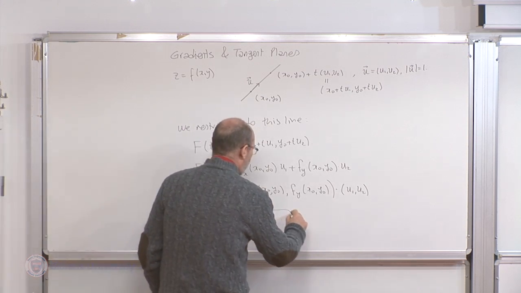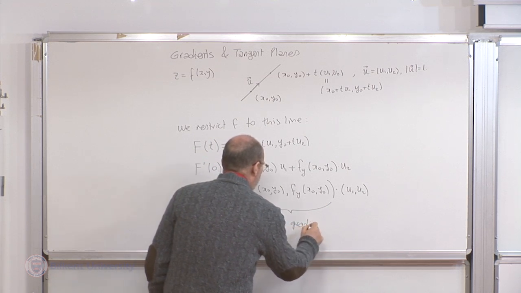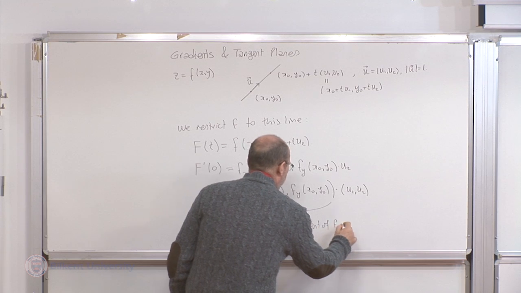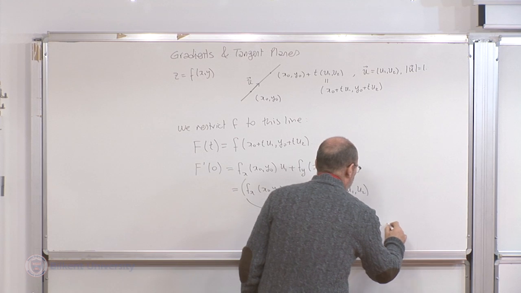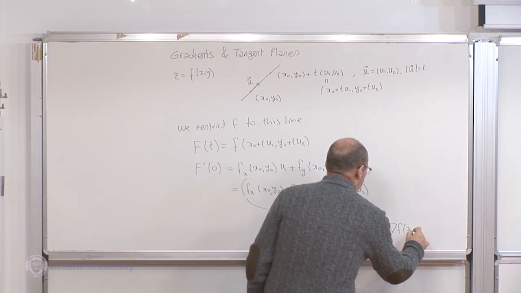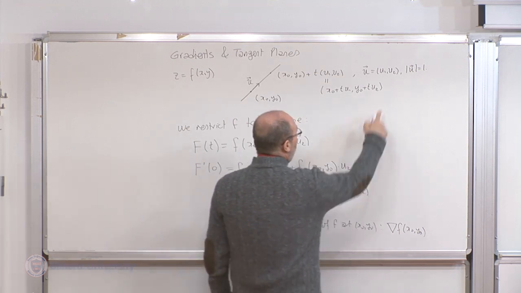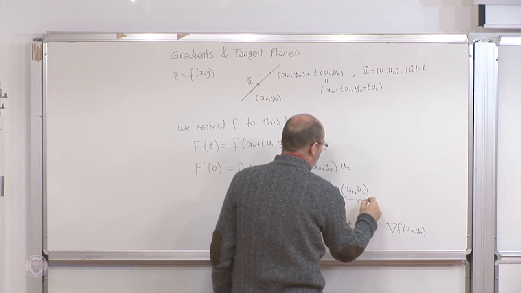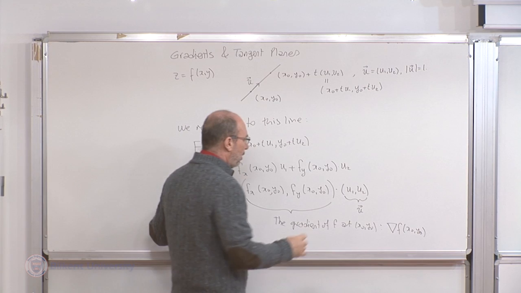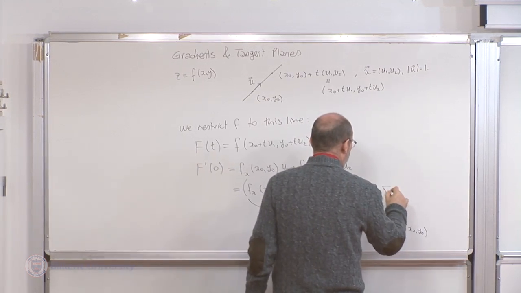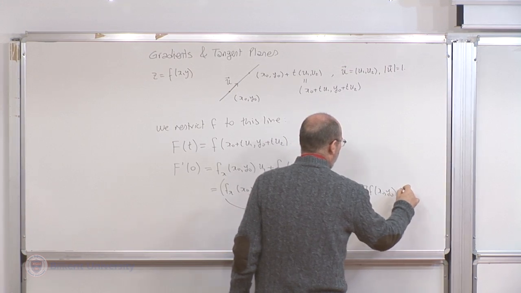Remember we called this the gradient. The gradient of f at x sub 0, y sub 0, and the notation was nabla f evaluated at x sub 0, y sub 0. This vector from here we already know, and it is dotted with the vector u. So the directional derivative is the gradient of f evaluated at this point, dotted with u.